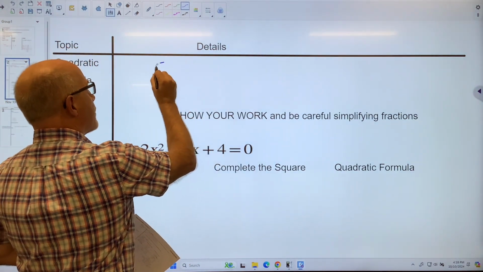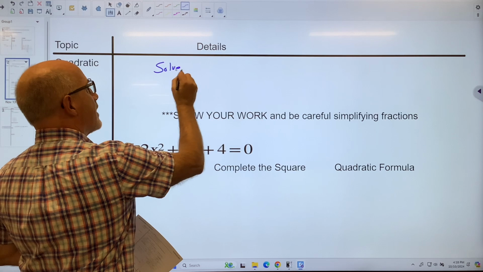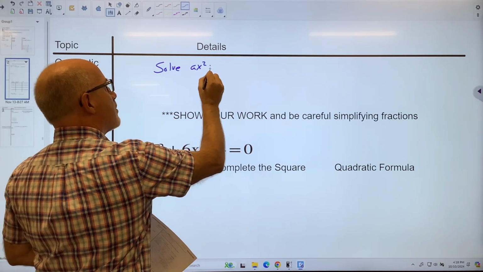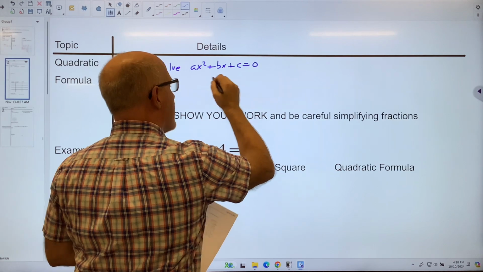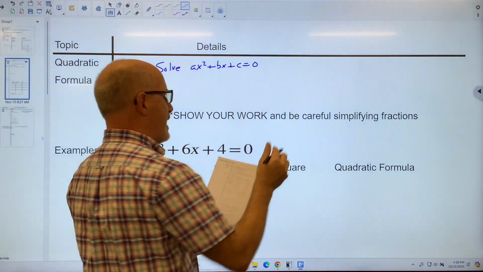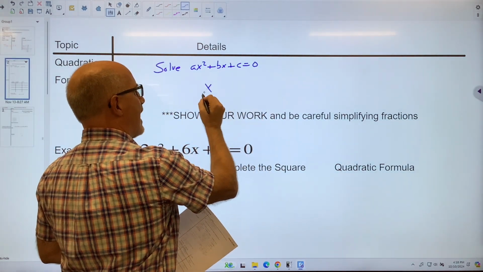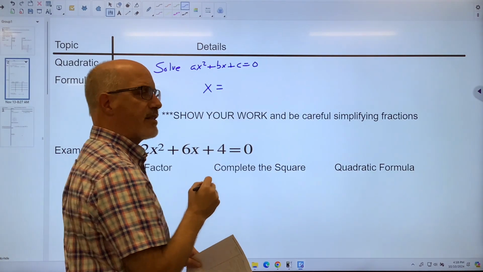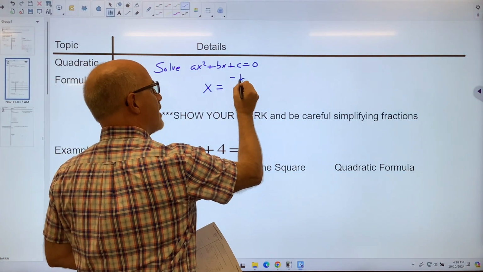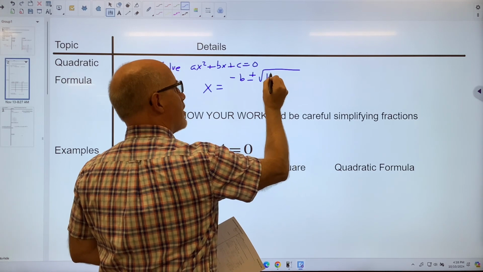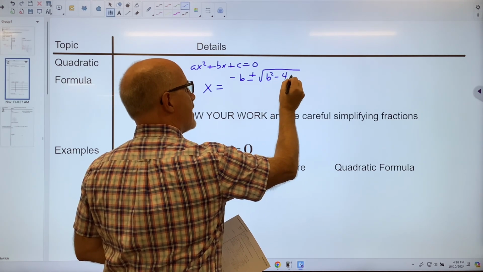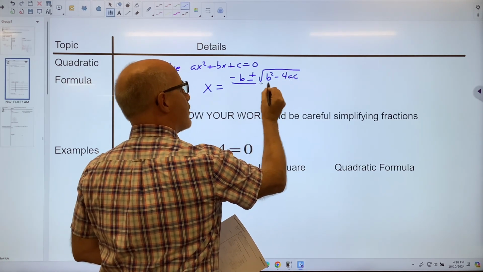So what we'll do is we'll be solving ax squared plus bx plus c equal to 0, looking at the a, b, and c, and the formula is that x, every time we solve for x, is going to be the opposite of b plus or minus the square root of b squared minus 4ac all over 2a.